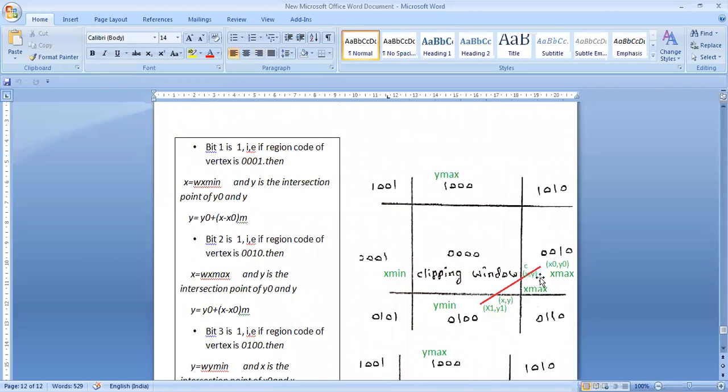Now what is the situation? Come to this end point. We shall bring this point to here, and next we shall go to this point, where this point will move to here. Here the second bit is 1, so this is not the step. Come to the step where bit 2 is 1, that is, the region code of this vertex is 0010.